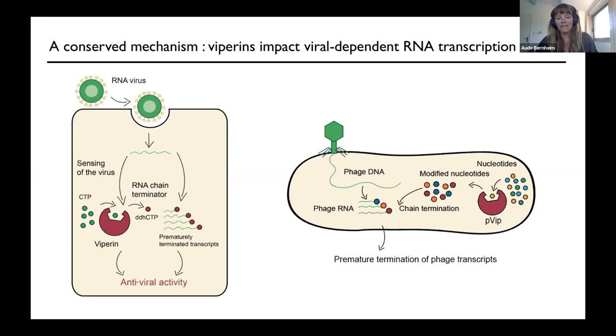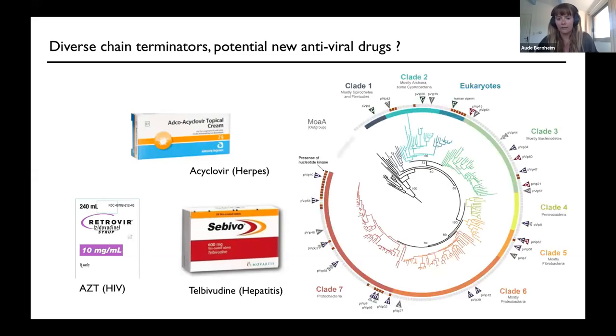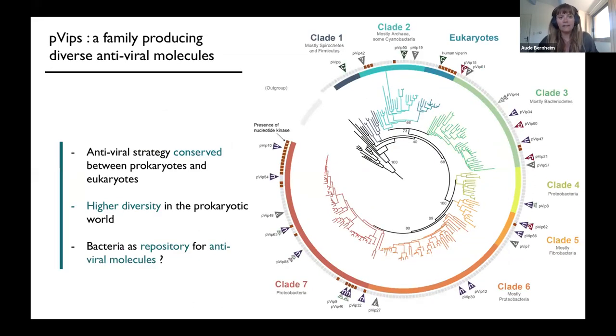And so it was quite interesting to see that this mechanism of RNA chain termination is conserved between prokaryotes and eukaryotes. But actually, chain termination is already a mechanism that we humans have been using against viruses, that is to say in a therapeutic manner. Many of the drugs that we have against viruses are actually chain terminators. And so this led us to think that maybe all these novel molecules that we discovered might lead, maybe not in their natural form but in modified form, to novel antiviral drugs. And so to conclude on this, we have this family with an antiviral strategy which is conserved between prokaryotes and eukaryotes, with a very interesting feature in the prokaryotic world, which is this wonderful diversity.